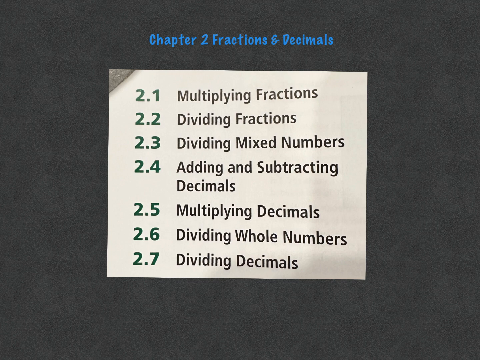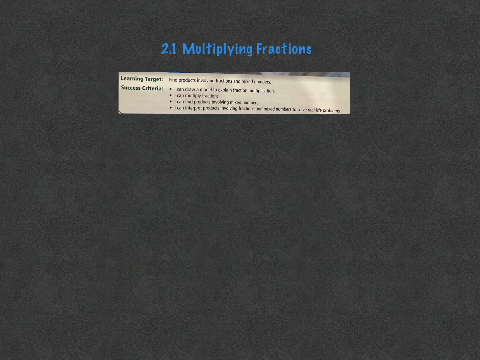You do not need to write any of this down, but at the top of your paper, up in the top margin, I would like you to write Chapter 2, Fractions and Decimals. 2.1, Multiplying Fractions. So I told you before, we don't need to write these down, but as long as we have at least gone over them, our learning target for this section is find products involving fractions and mixed numbers.